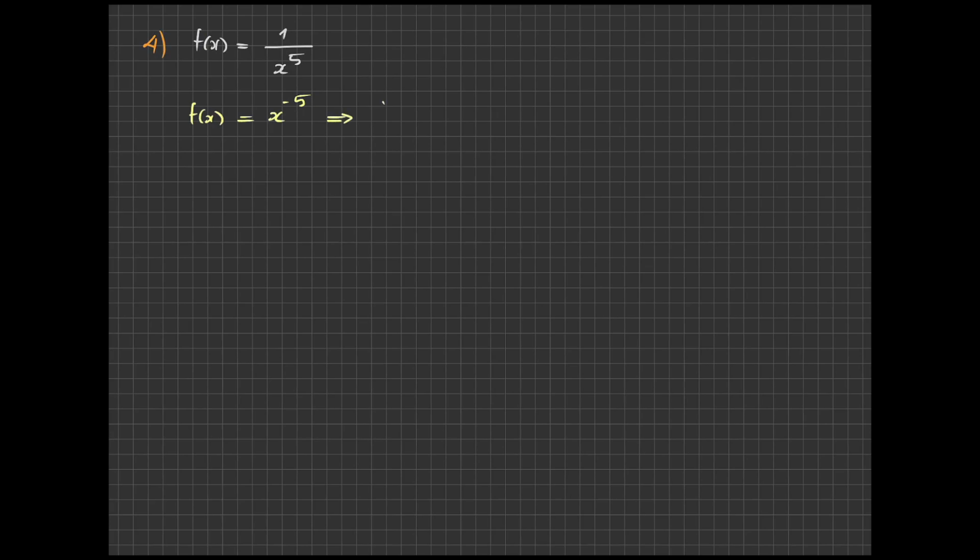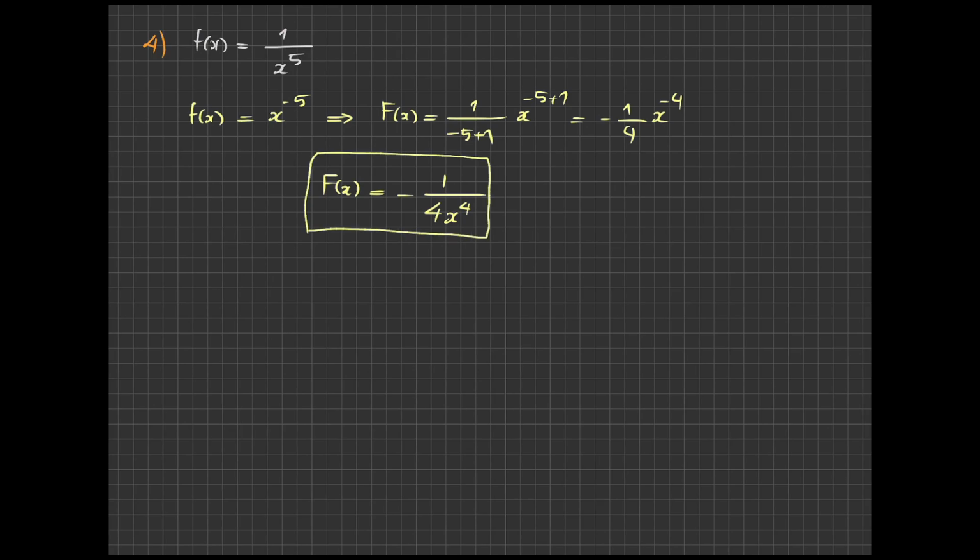And now everything is ready, so I can calculate capital F of x, which is 1 over minus 5 plus 1, and then x to the power of minus 5 plus 1. What's the answer? It is minus 1 over 4, x to the power minus 4. It is up to you if you want to simplify this. I can bring this back to the denominator and make it positive 4, yes? That is also a function.